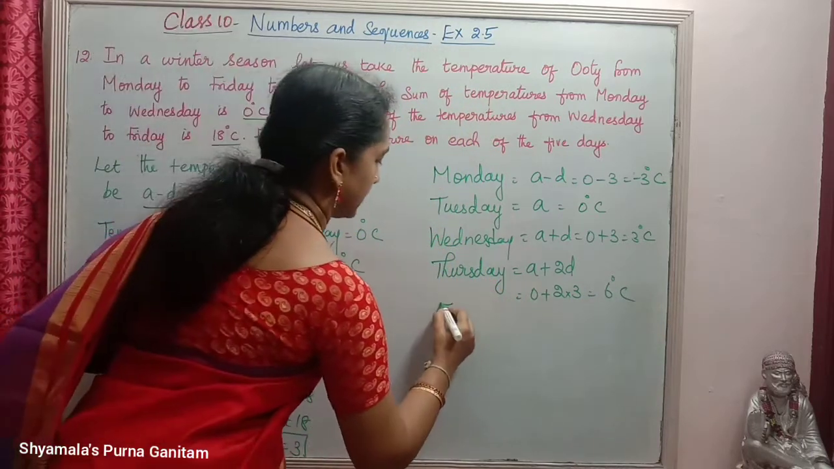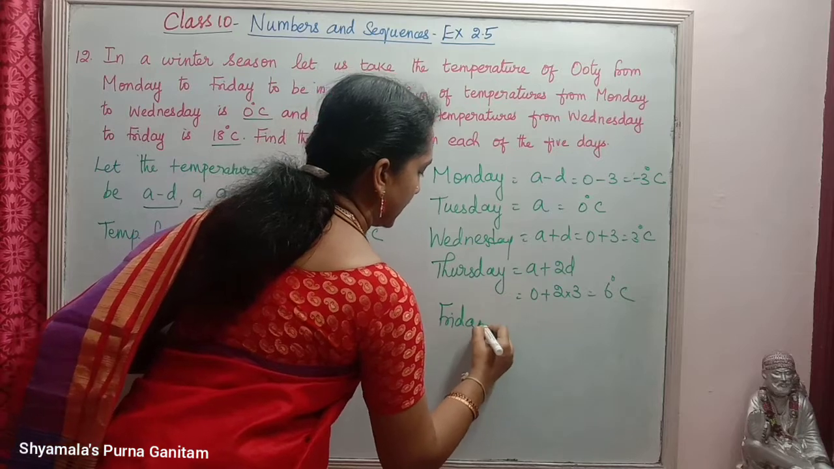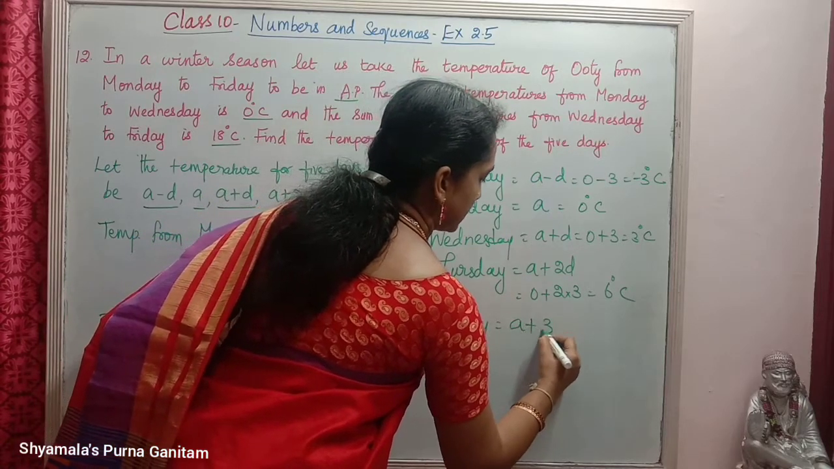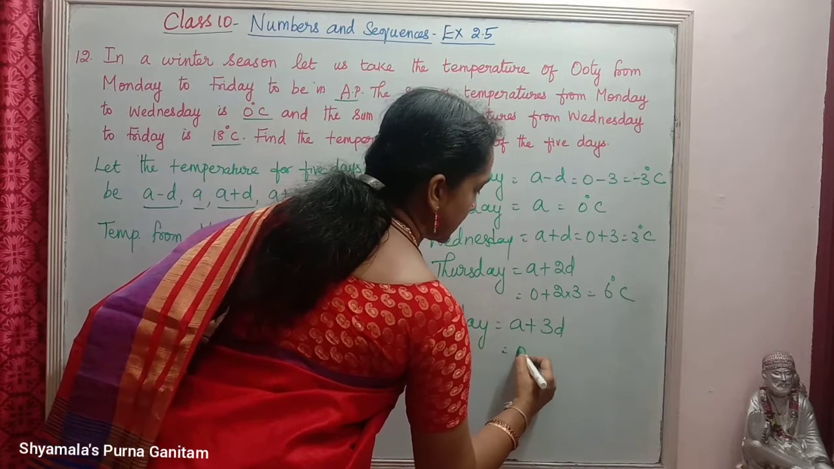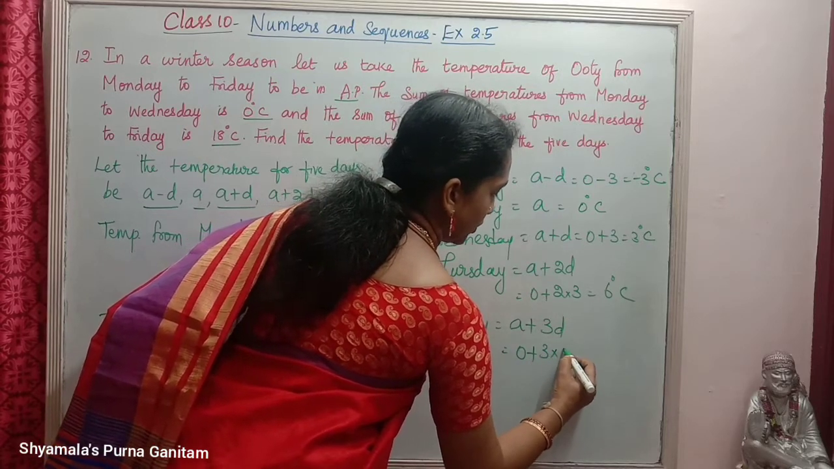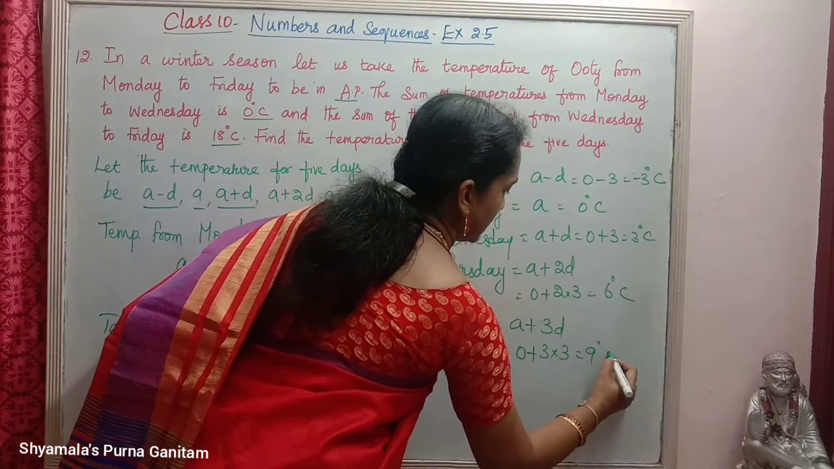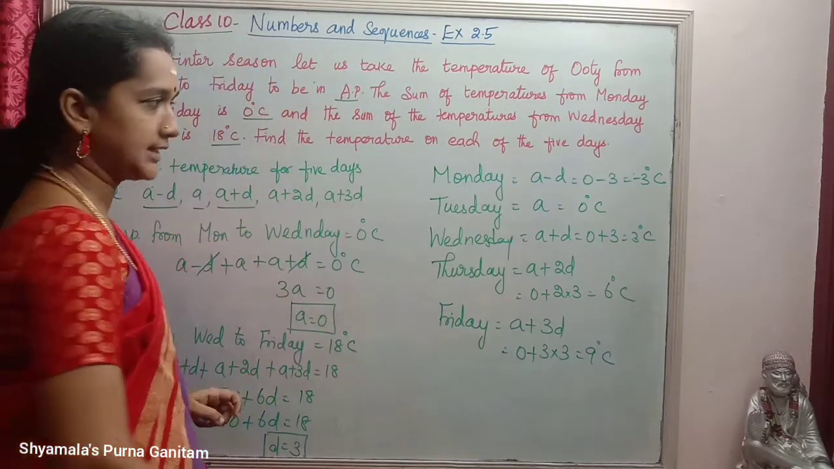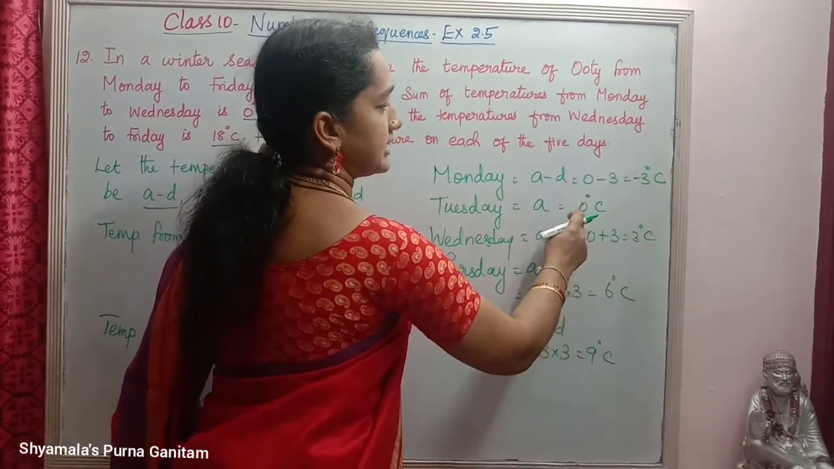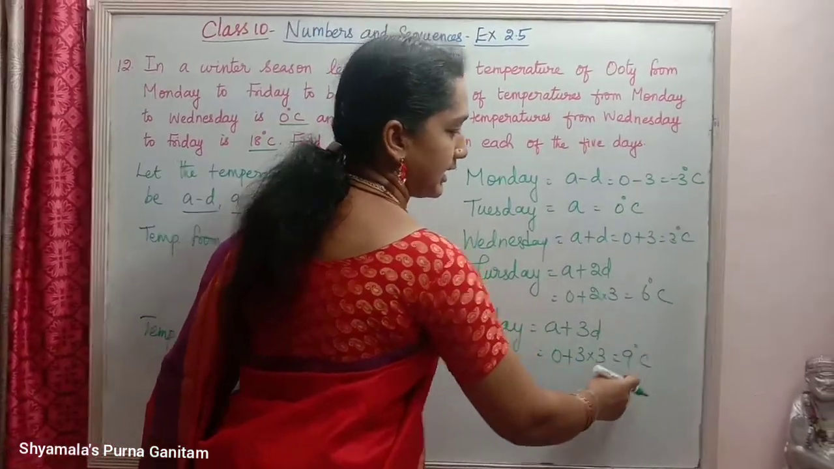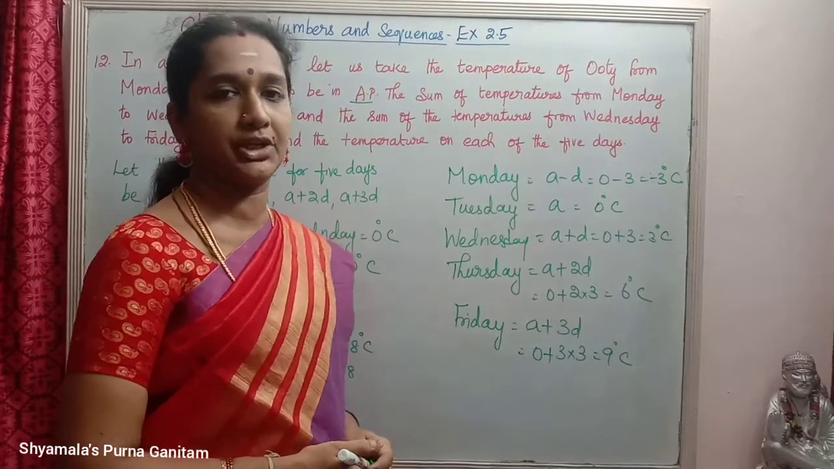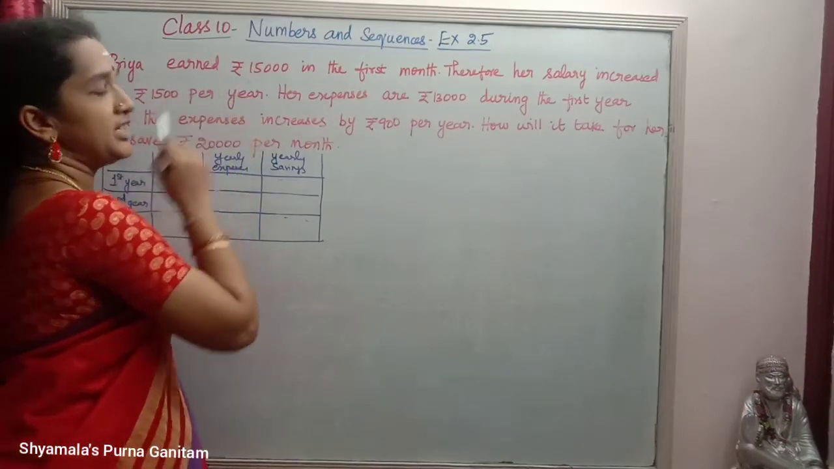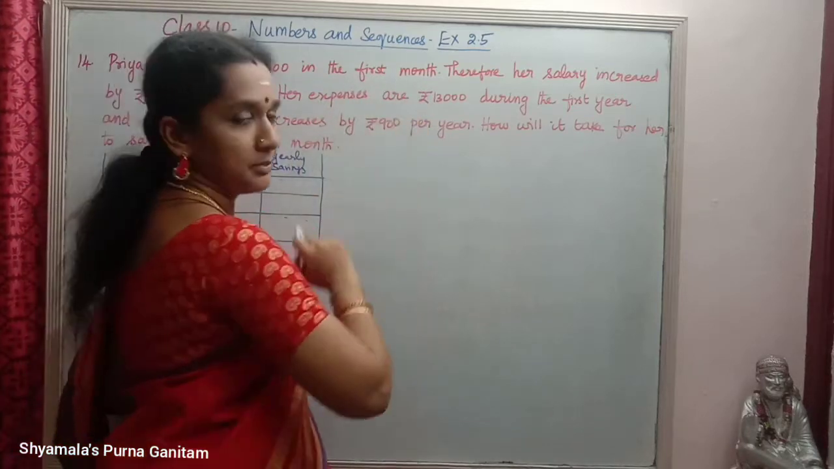This is for Thursday. Then for Friday, it is A plus 3D. That is 0 plus 3 into difference is 3. That is equal to 9 degrees C. So the temperature on each of the 5 days is minus 3 degree, 0 degree, 3 degree, 6 degree and 9 degrees Celsius. So next sum is Priya earned rupees 15,000 in the first month.